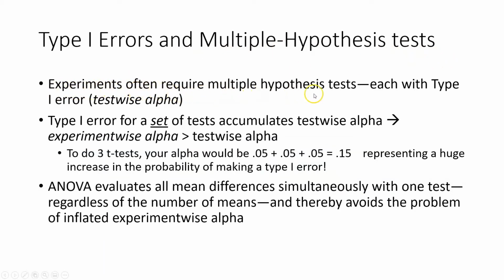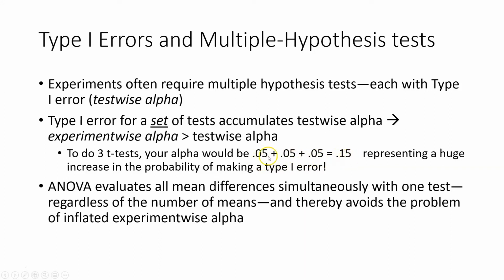Experiments often require multiple hypothesis tests, each one with a type 1 error. This is called test-wise alpha. Now, when you run the first t-test of those 3 that we just talked about on the last slide, that has an alpha of whatever you've chosen. Let's say it's 0.05, because that's conventional. If the alpha size is 0.05 for each of those tests, and you run 3 of them, your alpha would be 0.05 for the first one, 0.05 for the second one, and 0.05 for the third one. You would have to add those together for an alpha of 0.15.